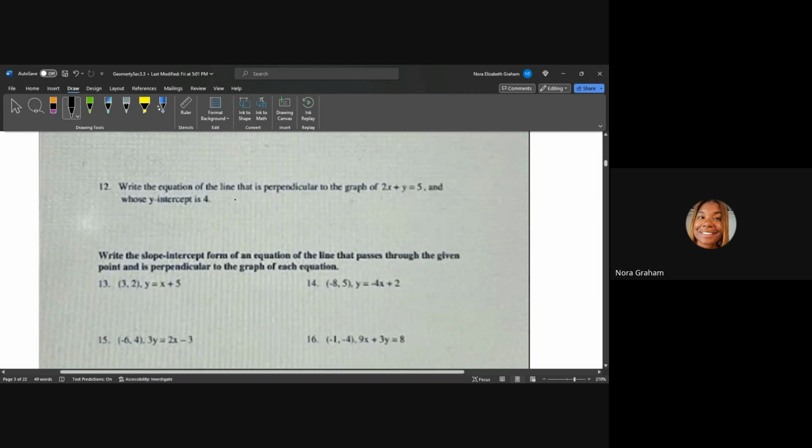12, write the equation of the line that is perpendicular to the graph 2x plus y equals 5 and whose y-intercept is 4. So they give us our y-intercept, so we're going to do the same thing, except we have to make sure that this line that they gave us is in y equals mx plus b form. We have to solve for y. For this one, it's easy. It's only one step. We subtract 2x from both sides.